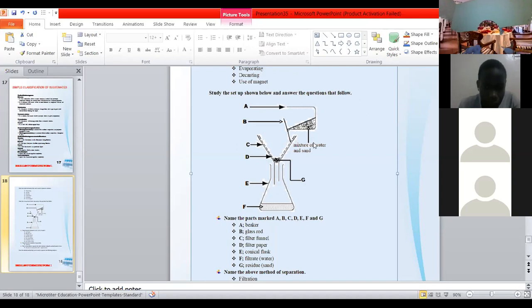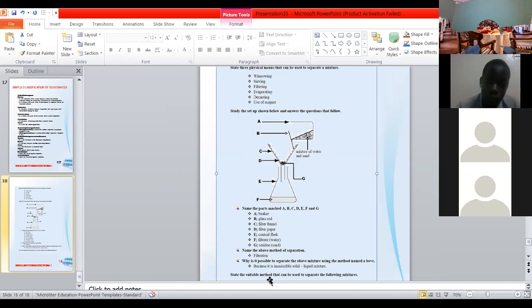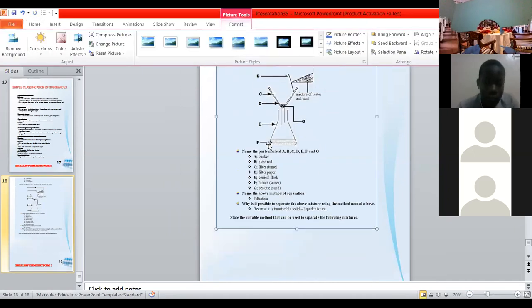So you have to say that it is possible to separate this mixture because it is an immiscible solid to liquid mixture. That is what you ought to have said. Let's see what I said here. Because it is immiscible, solid to liquid mixture. That is why we can separate it. That is the reason why we can separate the two.